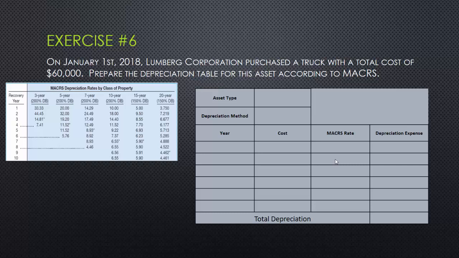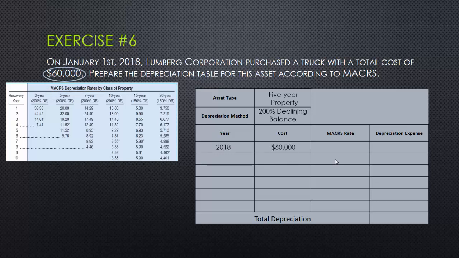Start by filling in what type of asset this is. It is a 5-year piece of property. That's the classification that truck fell under, which means we need to use the 200% declining balance method. The year that we purchased it is 2018. It had a historical cost given in the problem of $60,000.